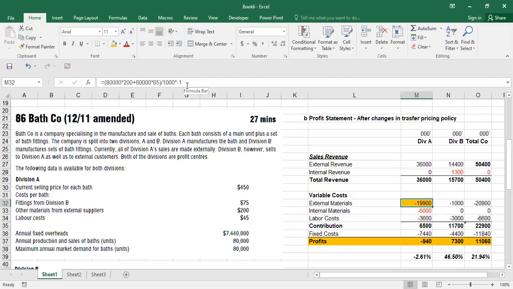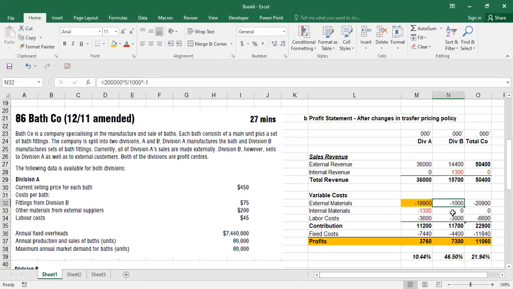Now external material cost will increase because fittings they will also buy from outside. Before they were only buying this 200 from outside. Now fittings are also coming from outside. And internal cost will be this one: they will buy 20,000 fittings at a price of 65, times -1, divided by 1,000. 1,300. And labor cost will remain the same as it was before. Contribution will remain the same. So no other changes. You only have to make the change in the external part.